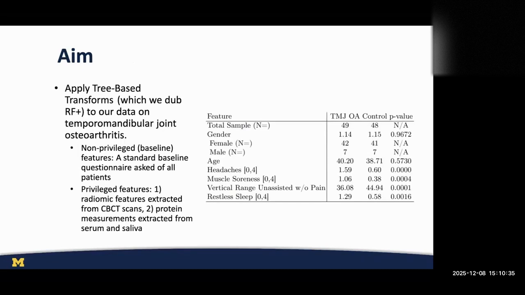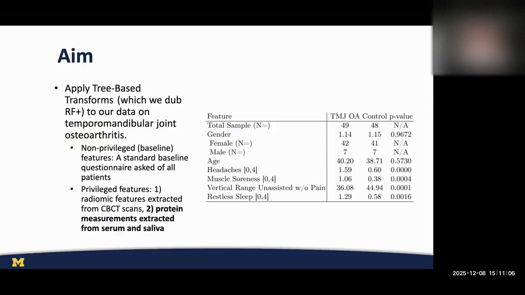So the aim of this was to apply our RF plus model to our data on TMJ-OA. For the non-privileged features, we decided to include just the baseline questionnaire, which is asked of all the patients. And as our privileged features, we decided to add the radiomic features, which we got from the CBCT scans, and the protein measurements from serum and saliva.